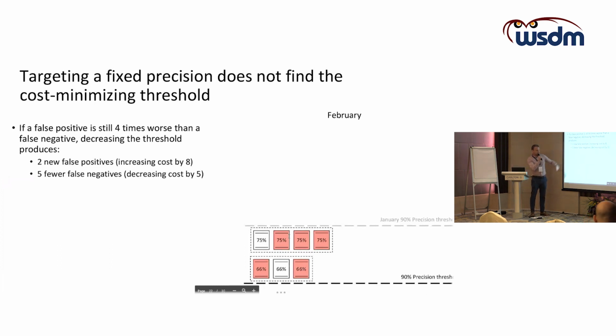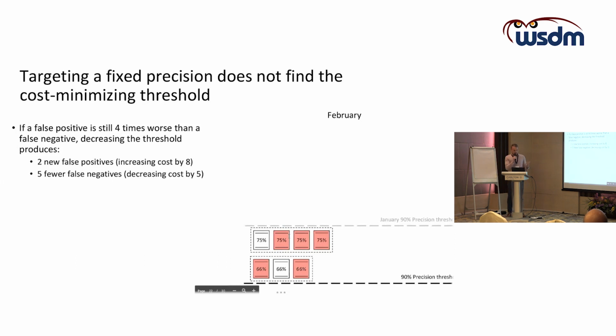We've caught 5 additional violating posts. Each of those mitigates a cost of 1 for each, so we decrease our costs by 5. And you can see that the net result of lowering our threshold here to target precision is that we've increased the costs by 3. So this was not the cost minimizing choice to lower that threshold.